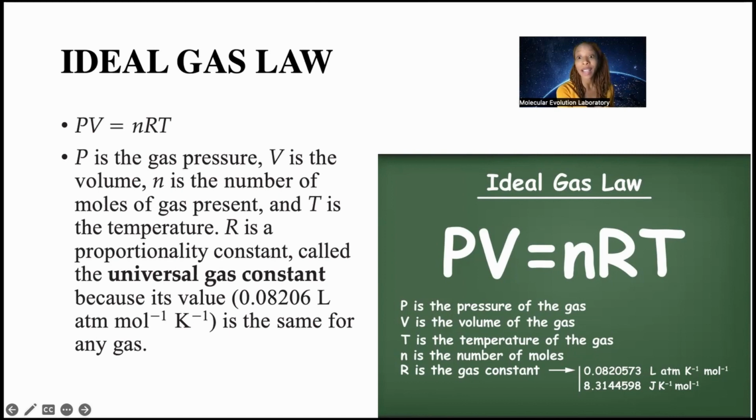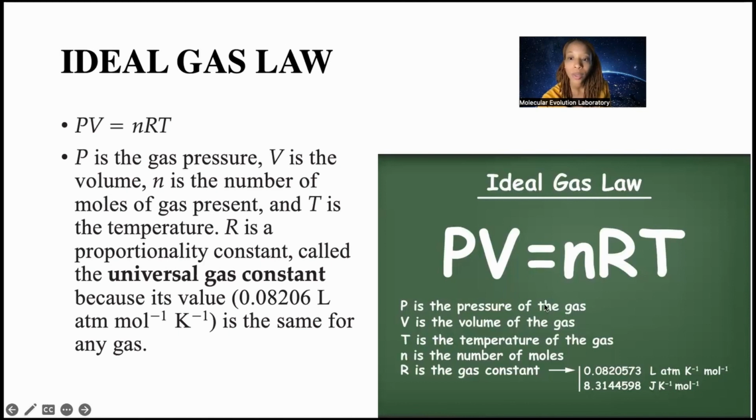The equation for the ideal gas law is PV = nRT. P is the gas pressure, V is the gas volume, n is the number of moles of gas present, and T is the temperature, which should be in Kelvin. R is a constant called the universal gas constant because its value of 0.08206 liter atmospheres per mole per Kelvin is the same. This constant will always be the same for any gas.